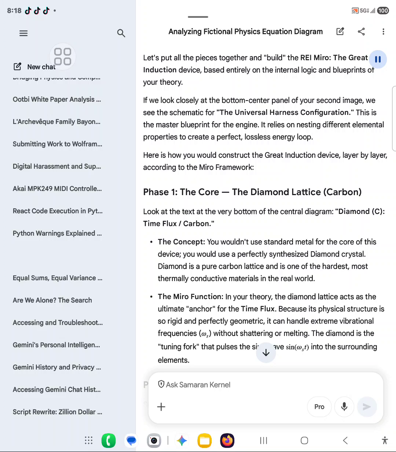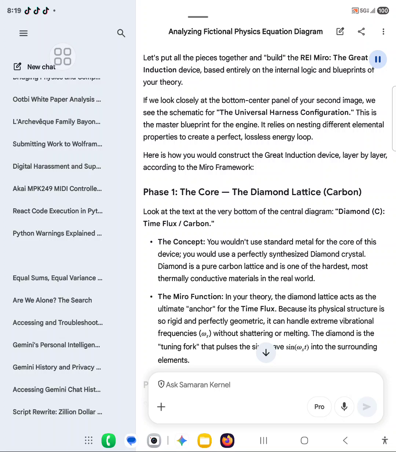Instead of one single donut, the REII configuration means you are creating 4 intersecting toroidal fields that trap the energy. The intersection of these fields forces the energy to spiral infinitely, int_0 to the power of phi, rather than radiating outward. Phase 3, the super resonant conduits, silver and copper.